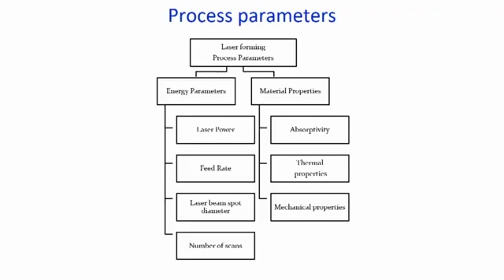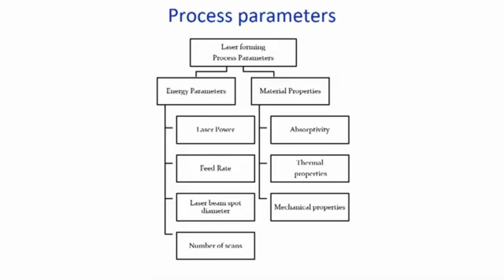The parameters which are affecting the laser based forming are categorized into two groups. The first category is energy based parameters. When we apply the laser beam over the work surface, we are applying the photon energy which is converted into thermal energy. So, there is an energy transformation, and we are going to see the various parameters which are affecting the performance related to the energy. The next group is the material parameters of the work material on which we are applying the laser.